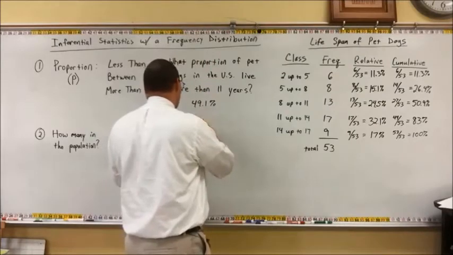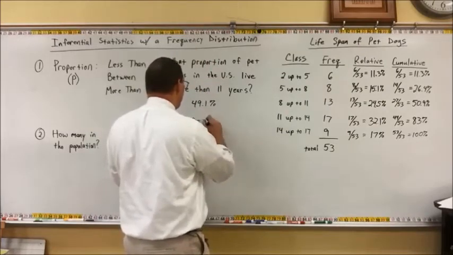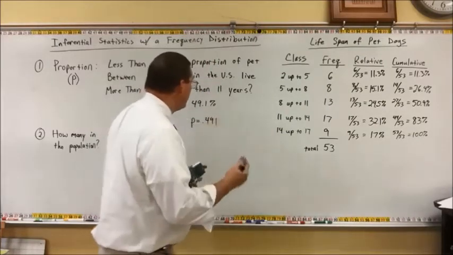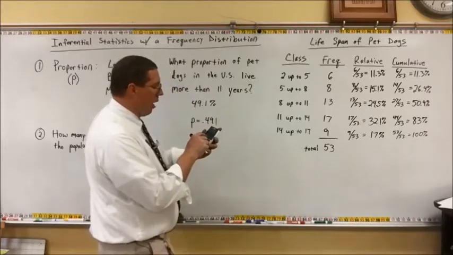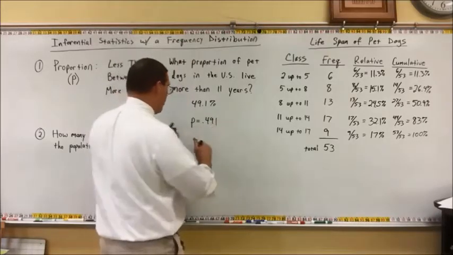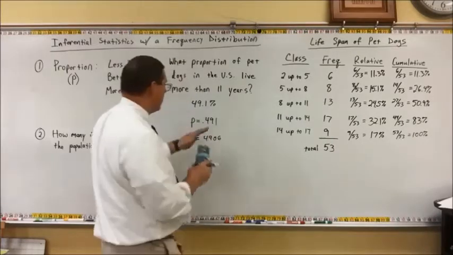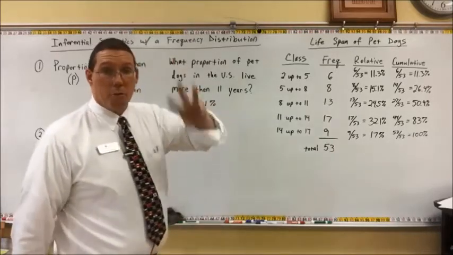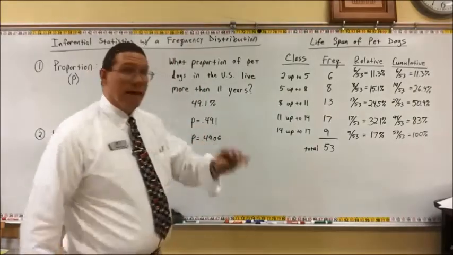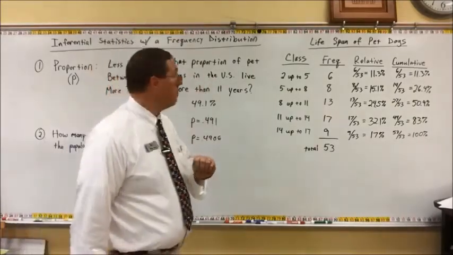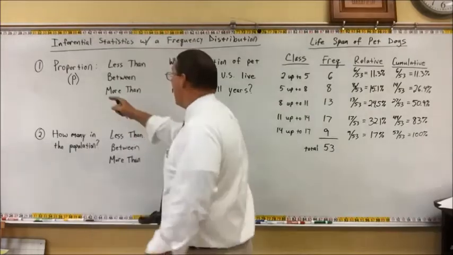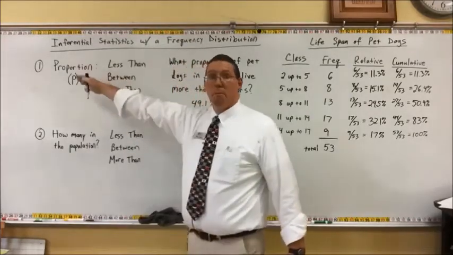So writing it as a proportion, you could write 0.491. You could also write, technically, 0.4906. So this is the answer at 3 decimal places, and this is the answer at 4 decimal places. Okay? And that is how you identify the 3 different kinds of proportions.